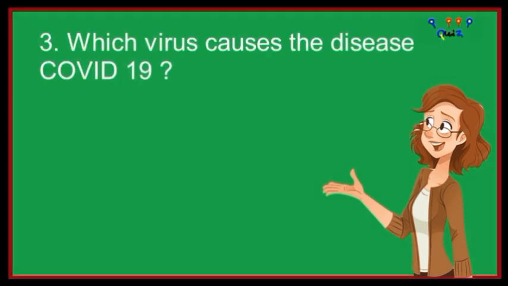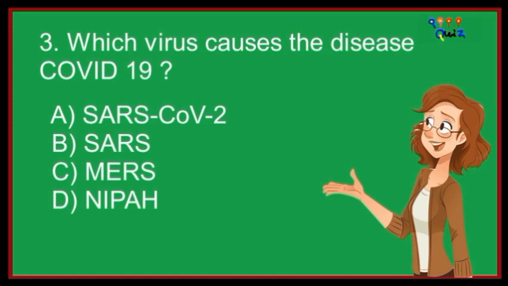Which virus causes the disease COVID-19? Options are, Option A is SARS-CoV-2, Option B is SARS, Option C is MERS, Option D is Nipah. The correct option is Option A.